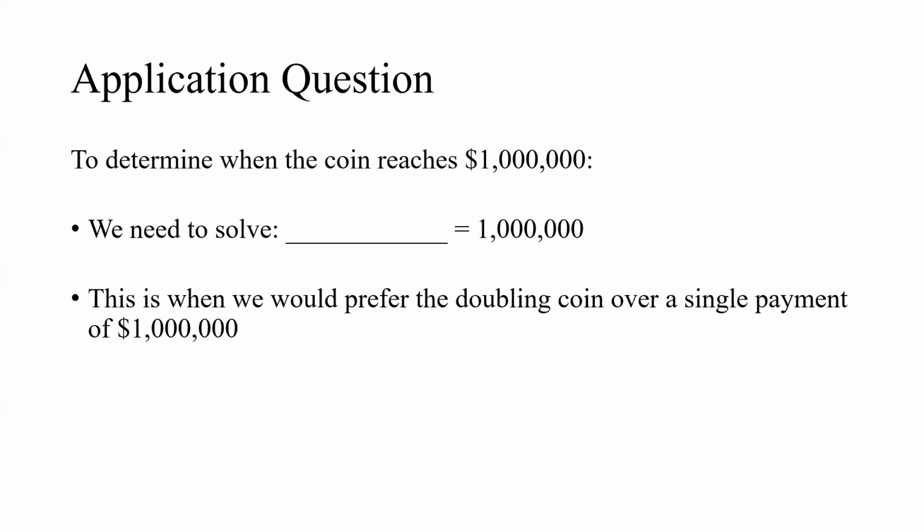All right. Ultimately, what you will be working on solving within your group and partner practice is, we need to solve what? Yes. So what goes in this blank? There we go. 1 times 2 to the power of x is what you're going to have to solve. And then you're going to decide, would you rather prefer a single payment or a doubling coin?